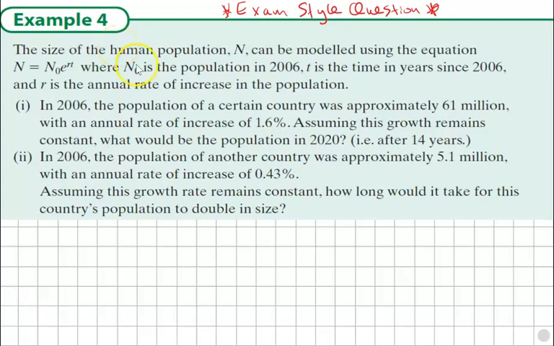This is a very typical exam style question. The size of the human population n can be modeled using the equation n is equal to n0 e to the power of rt, where n0 is the population in 2006, t is the time in years since 2006, and r is the annual rate of increase in the population.